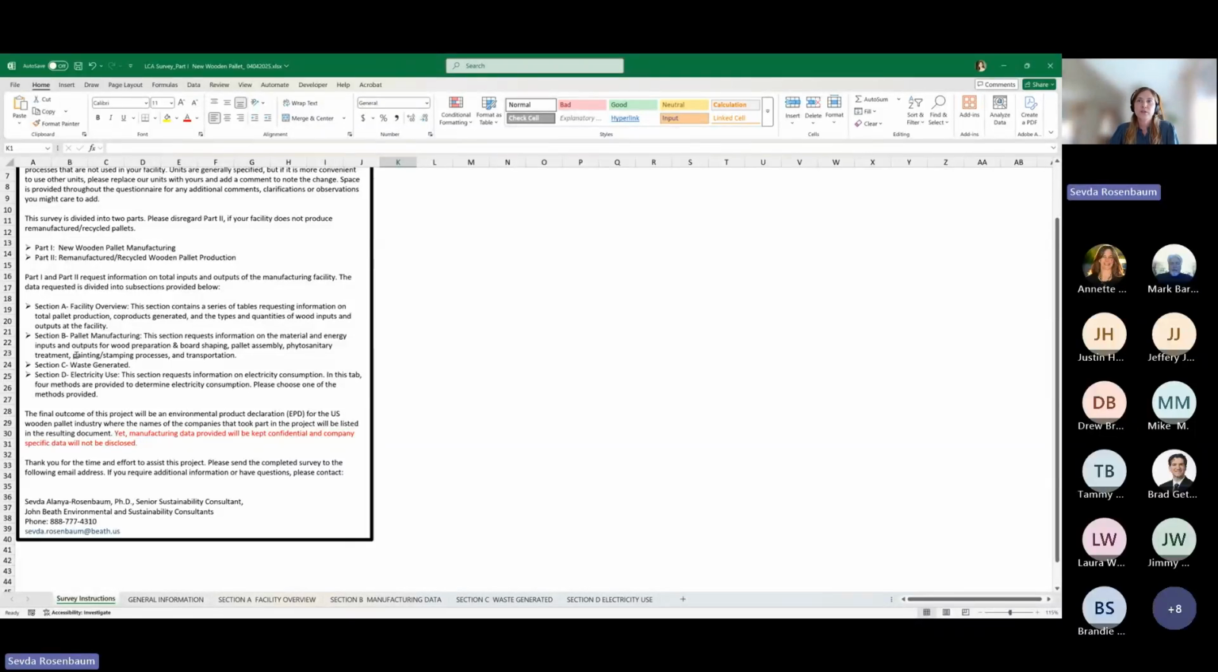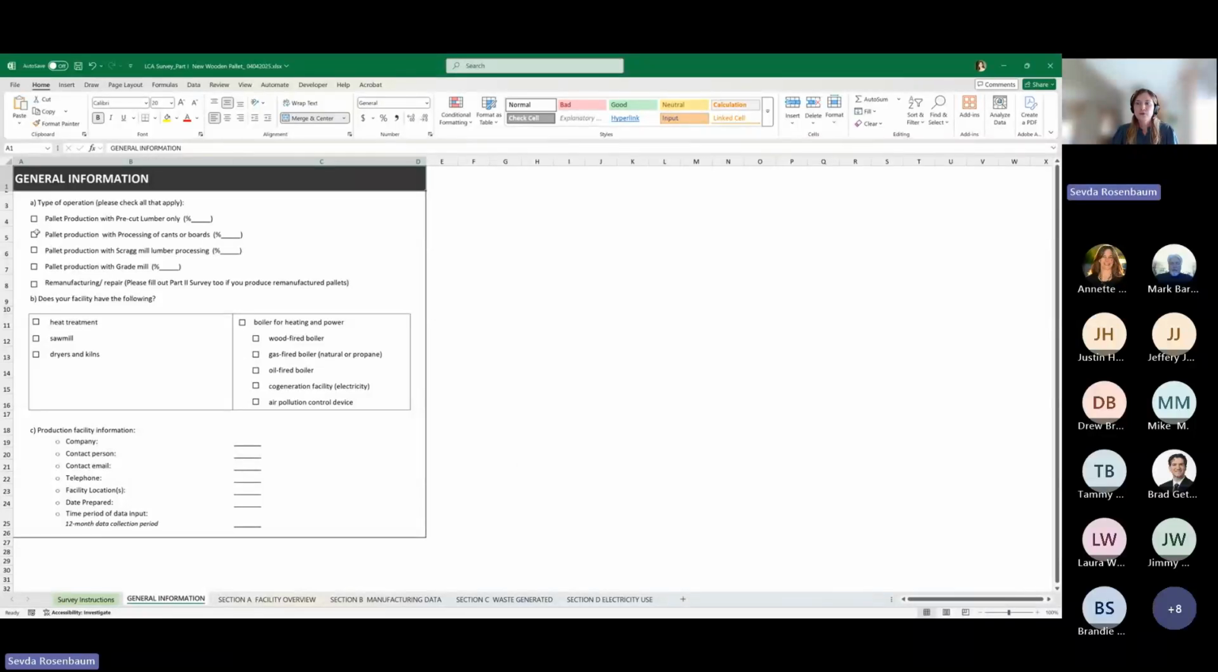Section B goes over the manufacturing process, which is seeking information on the utilities and other materials used in the processing of the pellets. And section C is on the waste generated at the facility and their destinations. And section D is related to part B, but it's only for electricity. It's looking into electricity use at the facility and information on which processes use what percentage of the electricity used at the facilities. So I'm just gonna walk through the information.